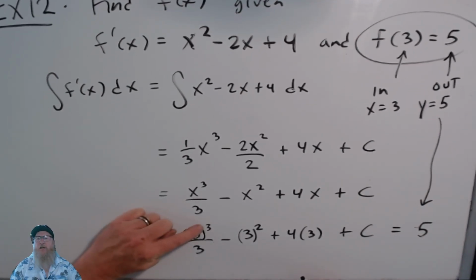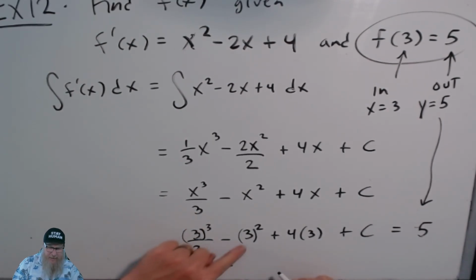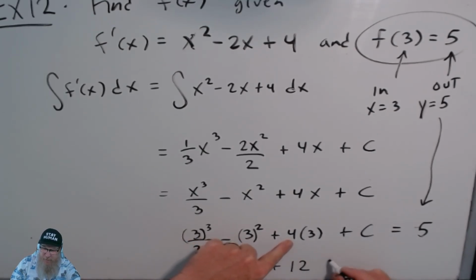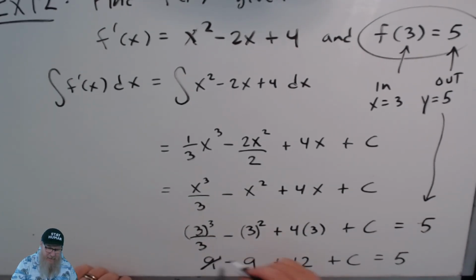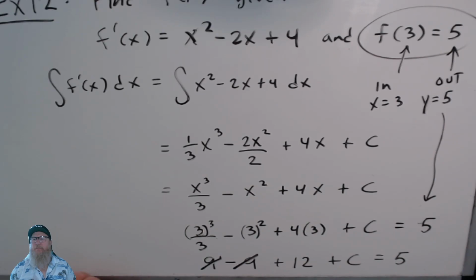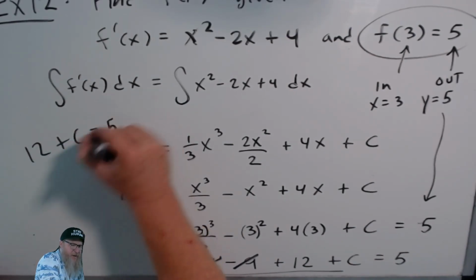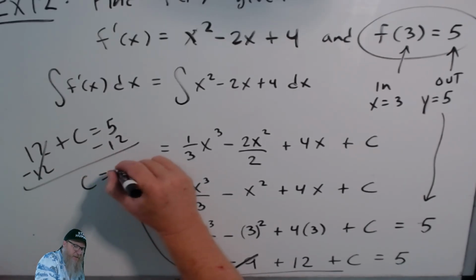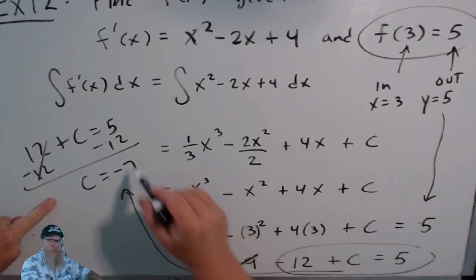So 3 cubed is 27. 27 divided by 3 is 9. 3 squared is 9. 4 times 3 is 12. The 9s will cancel. I've run out of room here, but I have 12 plus c equals 5. So c will be -7. Just jumping over here to show you that.